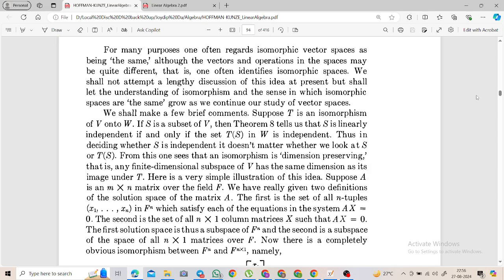They are giving the set of the solutions in two different ways. One is the set of all n tuples which satisfy the equation Ax equals 0. And the second is the set of all n cross 1 column matrices x. These are basically the same, okay? I mean, there is not much difference.